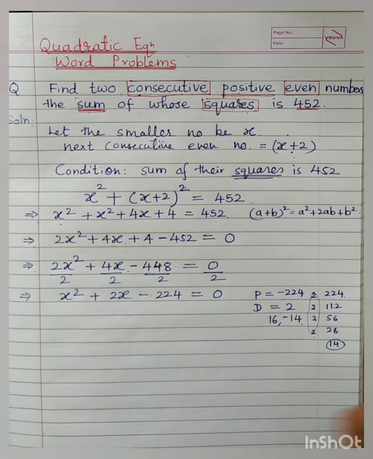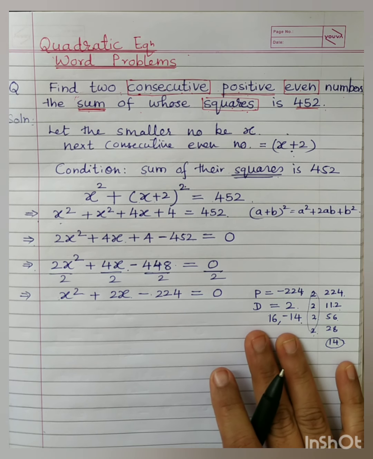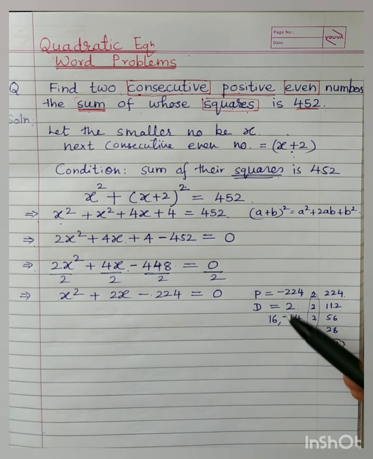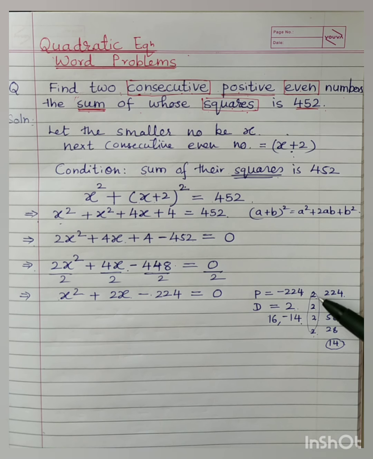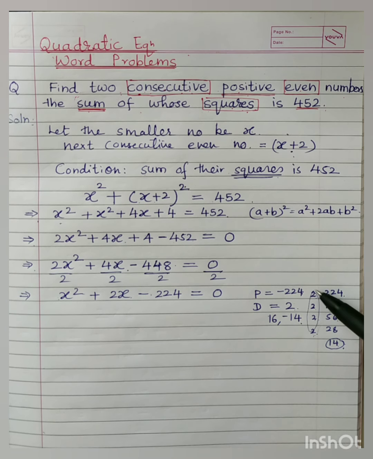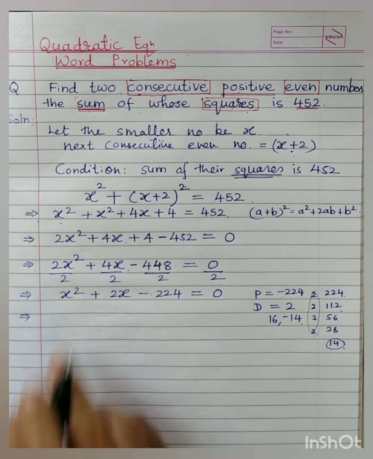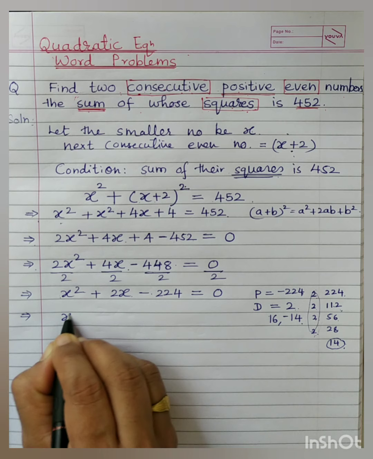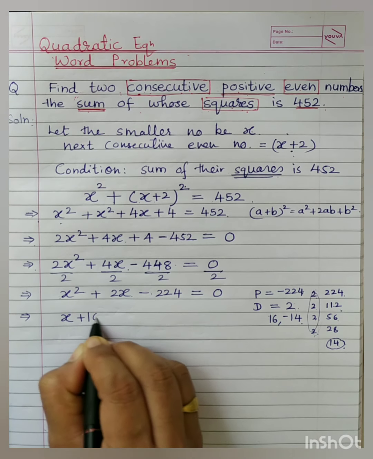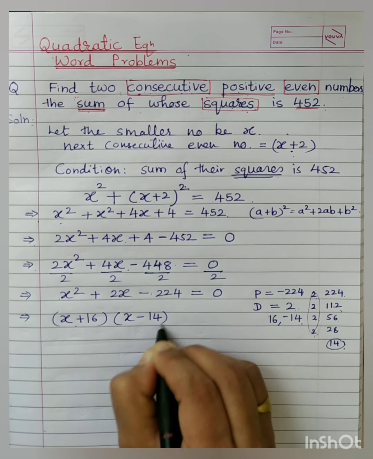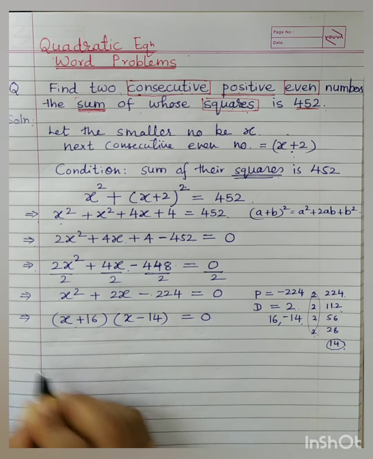Did you understand? Some of you could definitely go for this directly, and if not, I have given you the shortcut also. Keep a watch. Keep the difference in your mind. 2 and 112 we have rejected, and like that we have proceeded, and this product is to be kept in your mind. Since the coefficient of x square is 1 here, I am writing directly the factors: x plus 16 into x minus 14 equal to 0.